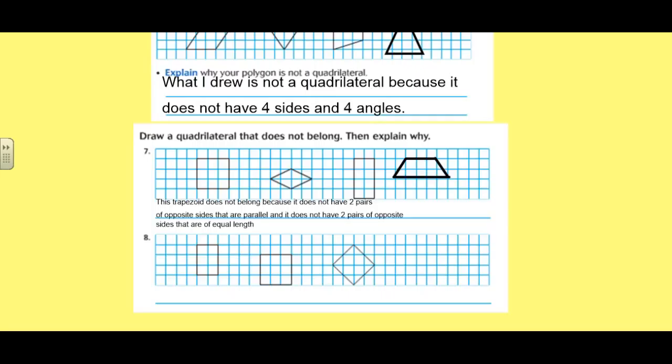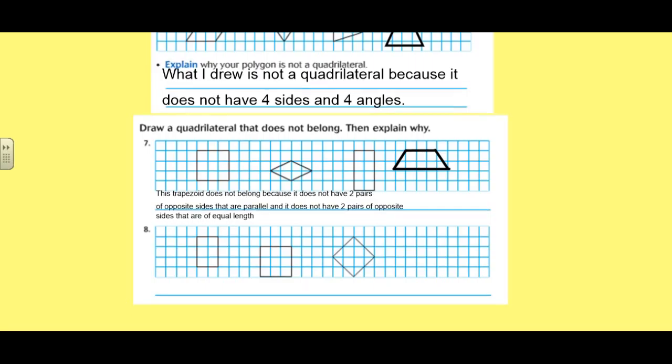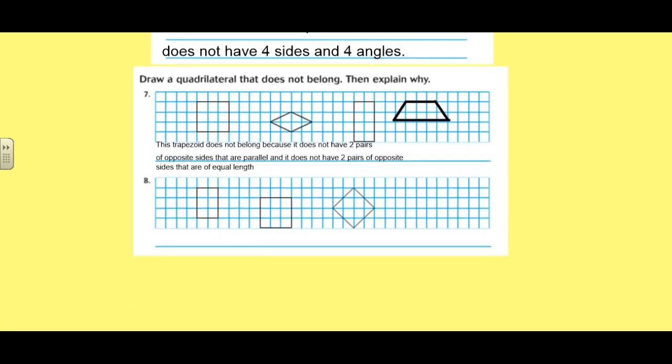So if you need to push pause and write that down, you can do that and then push play when you're ready to move on. So number 8, we've got all these other ones drawn. We've got a rectangle, we've got a square, and then this one is also a square.